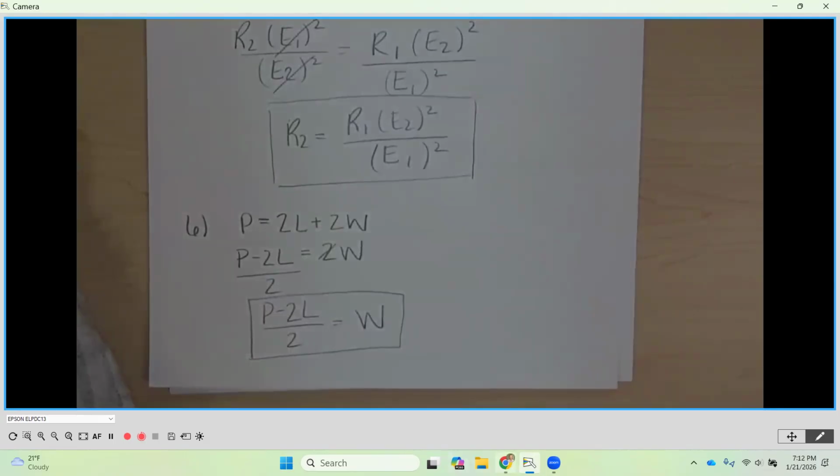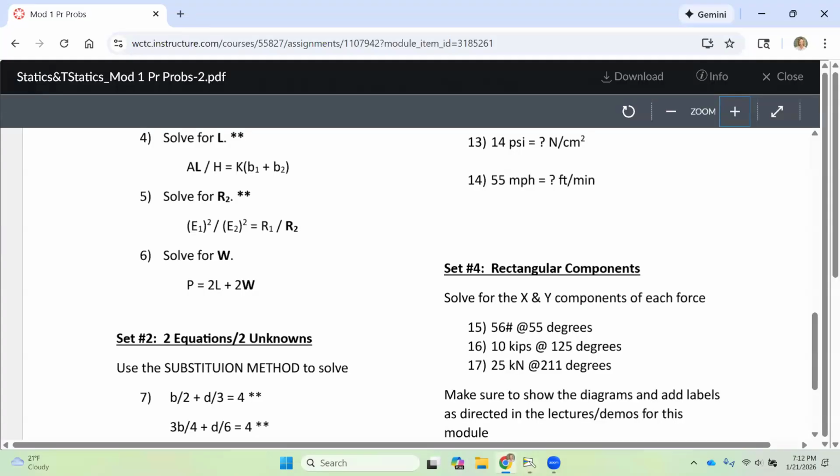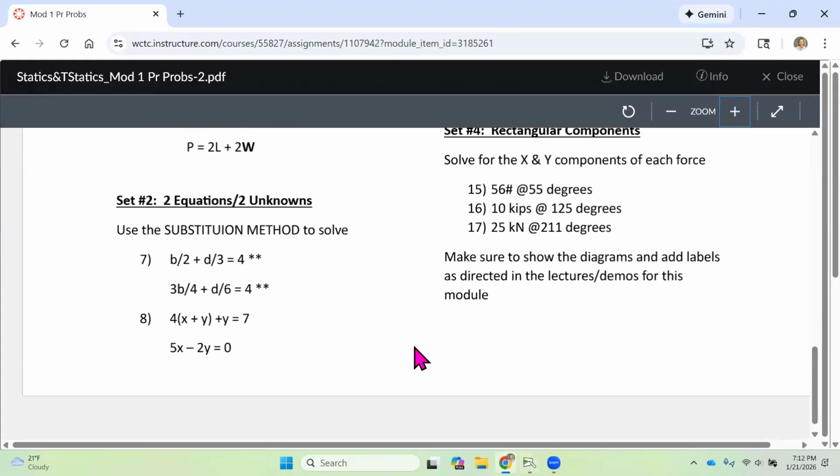Let's look at set number two. Set number two is looking at two equations, two unknowns, doing the substitution method. Along the way, you probably did linear problems like this. These will come up pretty often in the work that we end up doing in statics. So what we want to do is use the substitution method to solve for the two variables in the two problems here.